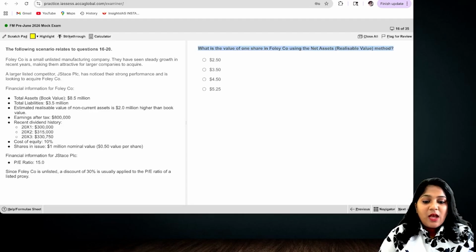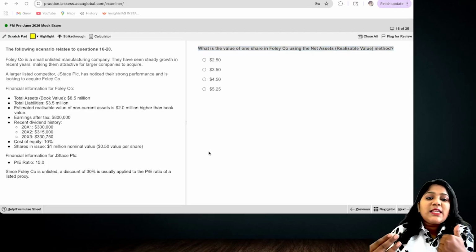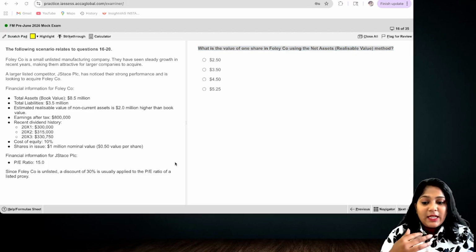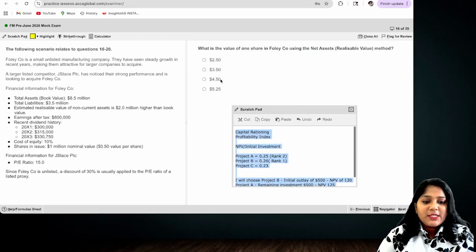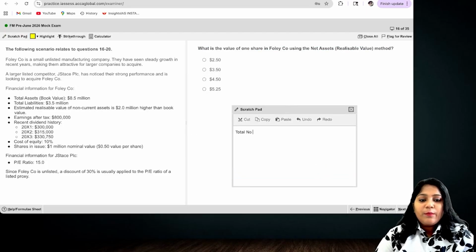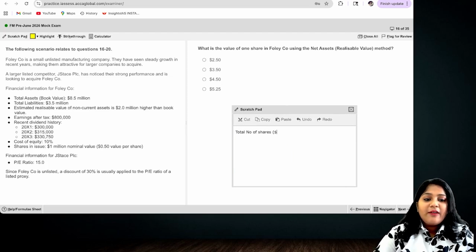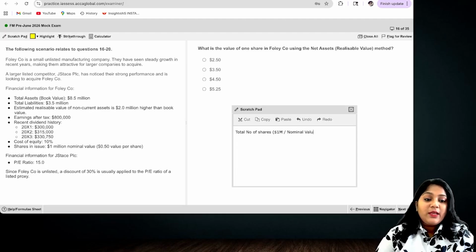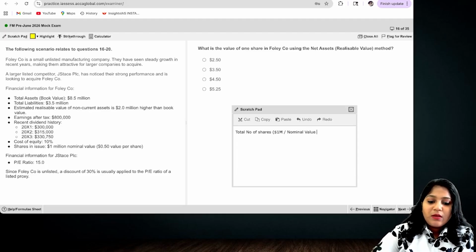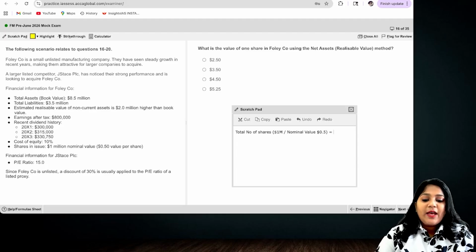Now, the first question is simply that I have to calculate the net realizable value. What is the net realizable value of each share? All you need to understand first is to calculate the net realizable value of each share. First, I need to know the total number of shares in the business. I have $1 million with the nominal value of each share being $0.5. So that means I should have 2 million shares overall. This is the number of shares.